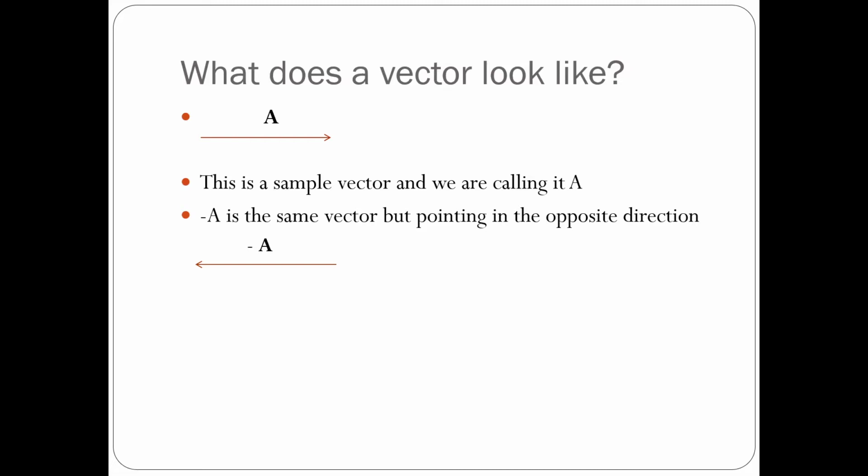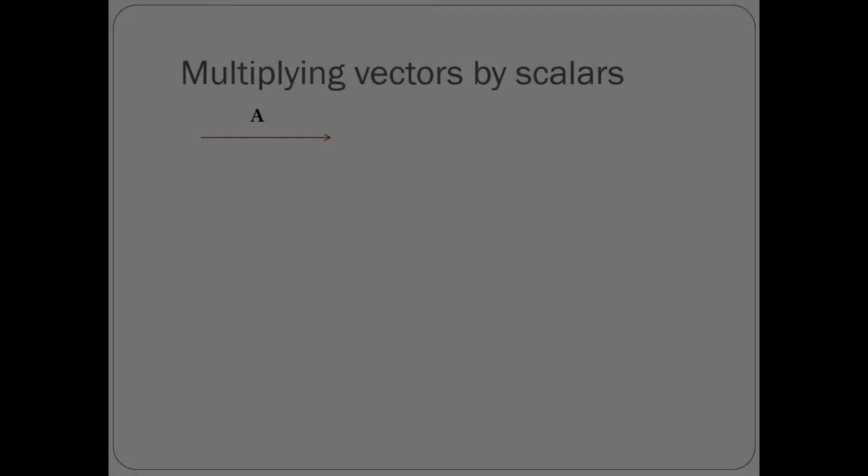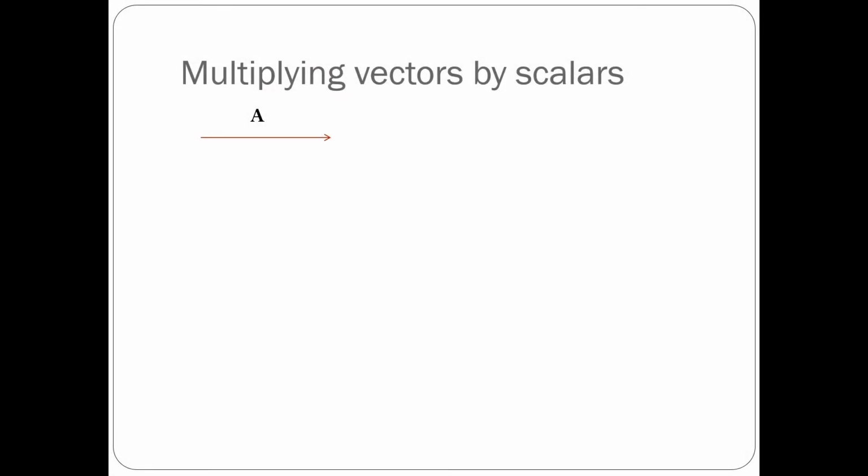A vector could be drawn visually as well. Take a look at vector A. It is just a large arrow and it is pointing to the right. If we place a negative in front of vector A, it flips the vector and points it in the opposite direction. What happens if you multiply vectors by scalars? For example, let's take vector A and multiply it by 2. All it does is double the length of the vector.